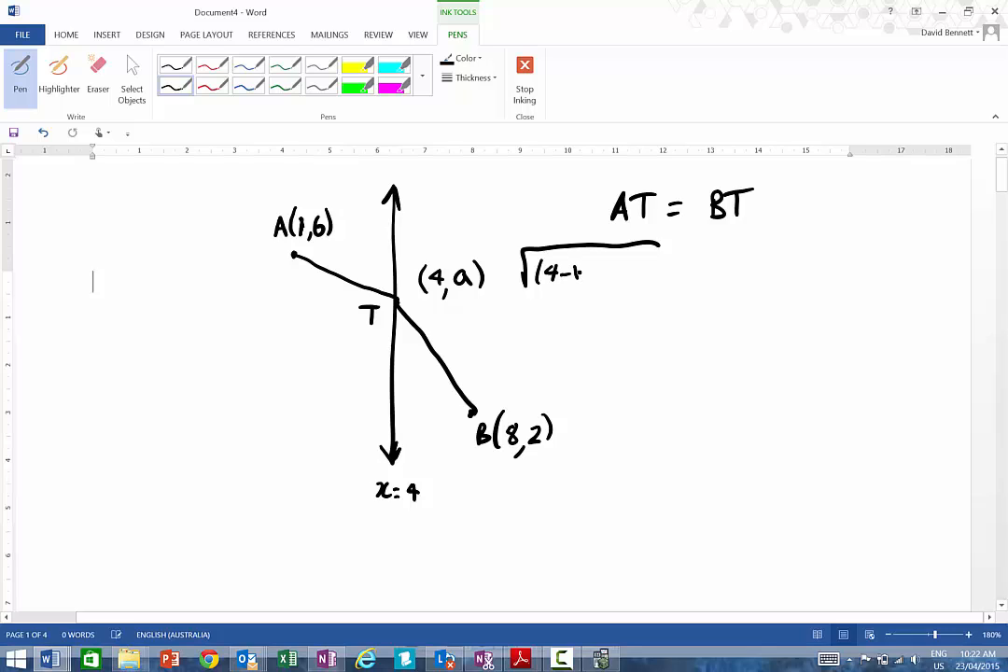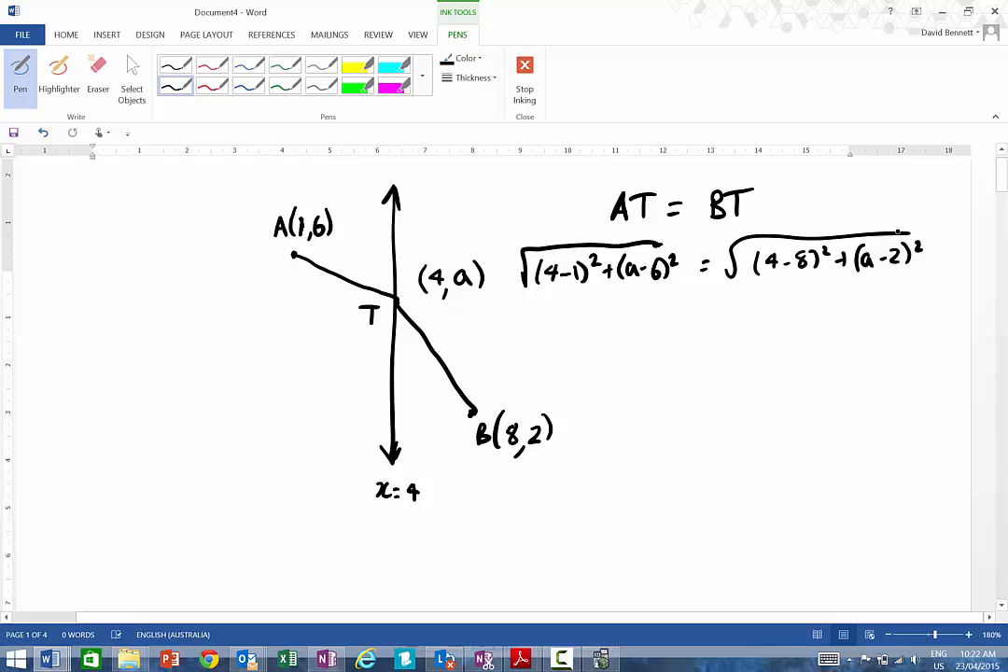So if we just use that, the first thing you might go is x coordinates, 4 take 1, and we square that, and then it's going to be A take 6, we square that. That distance has to be equal to the same distance as this one over here, which would be 4 take 8 squared plus A take 2 squared. Right, so just using a distance formula.